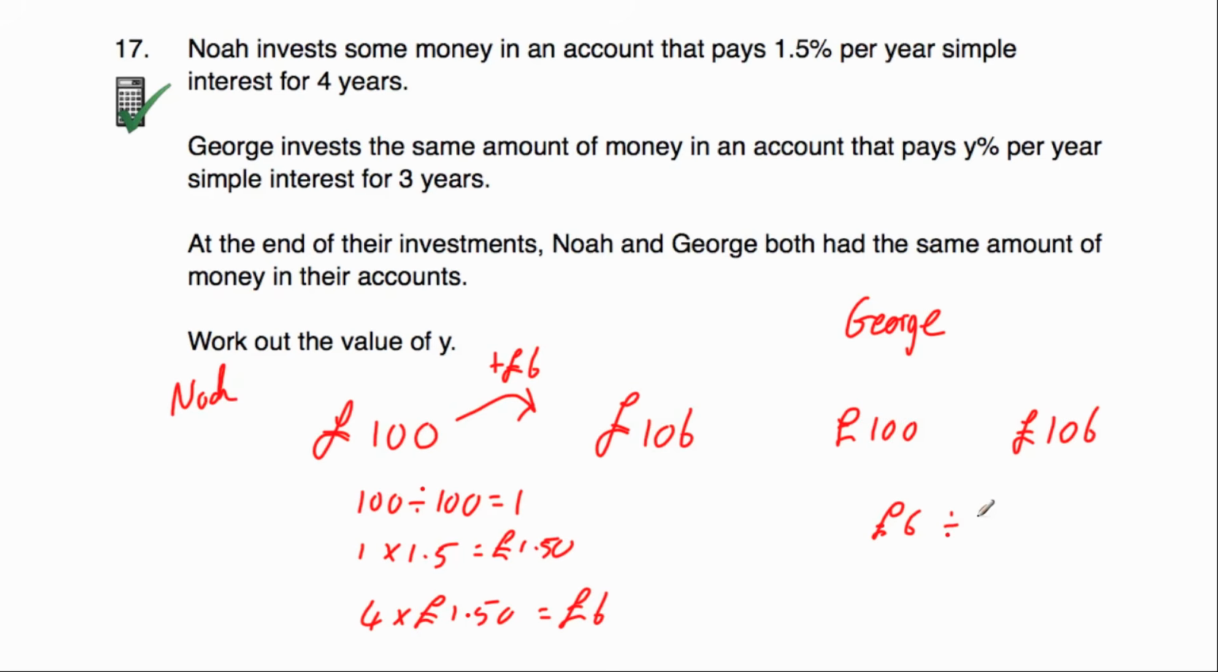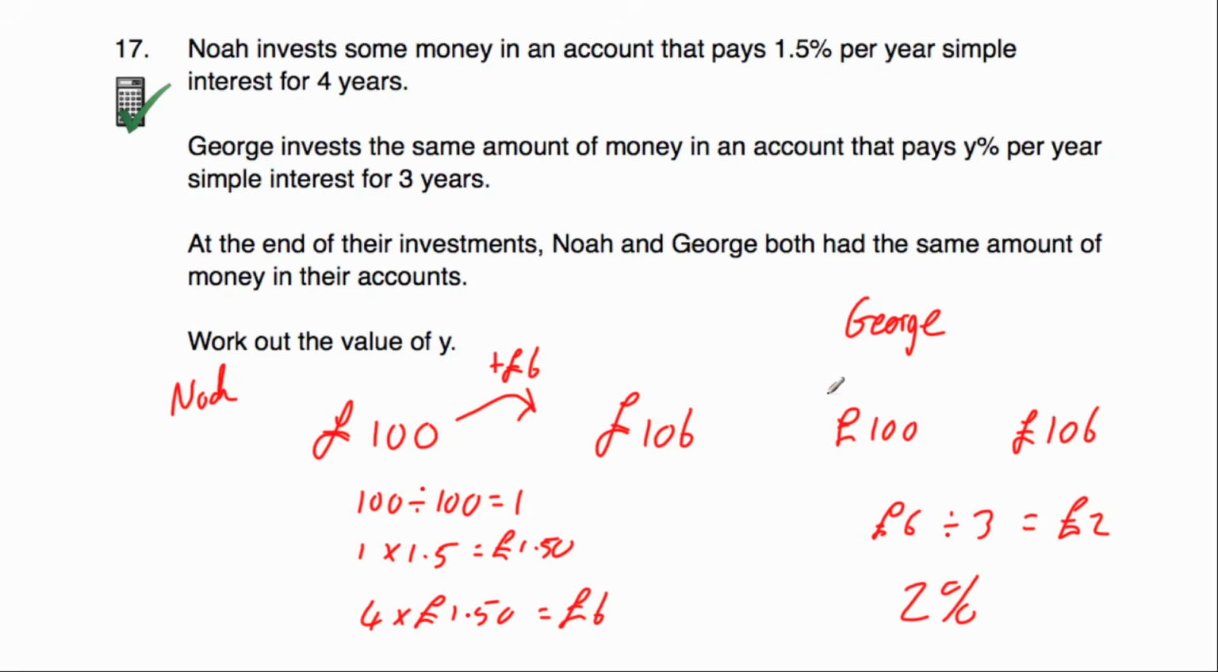And if we divide that by 3, that'll tell us how much money he receives every single year. So that's equal to £2. So he earns £2 every single year. Now it's out of 100, so 2% of 100 is £2. So every single year he earns 2%. So the value of Y, well, that would be 2, or here the rate of interest would be 2%.